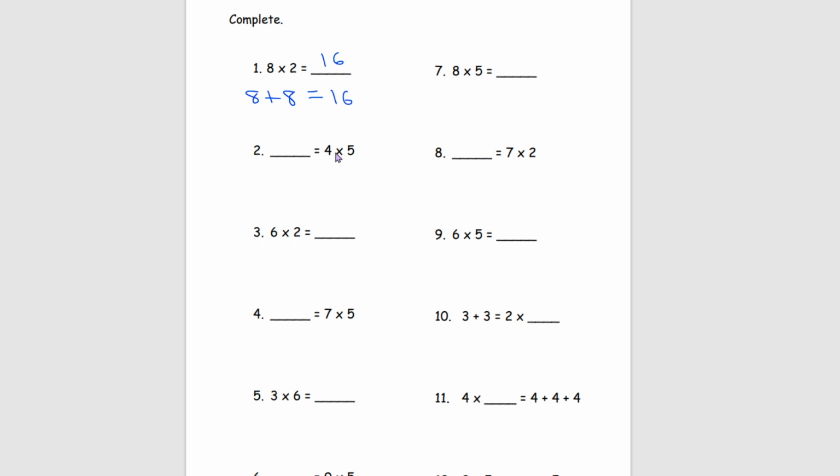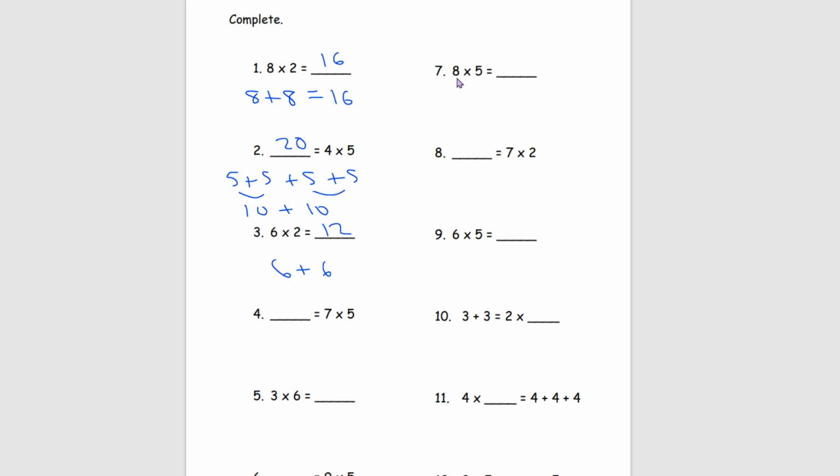For number 2, we have 4 times 5. So let's add 5 four times, sorry. And to make it easier, we can combine these two first. So we get 10 plus 10, and we know that 10 plus 10 is just 20. And our answer for number 2 is 20. For number 3, same as number 1, we have 6 times 2, which is 6 plus 6, and that gets us 12 for our answer.